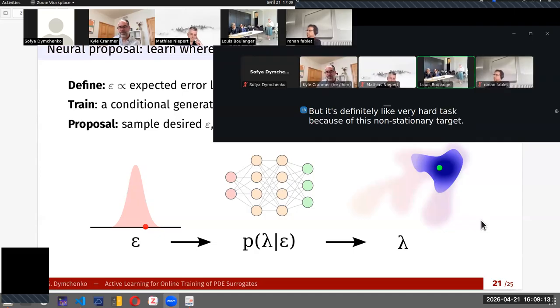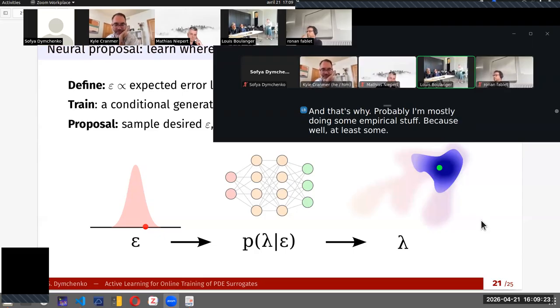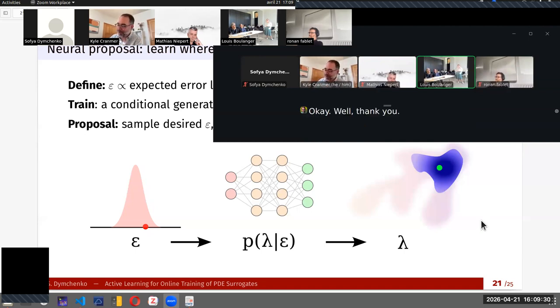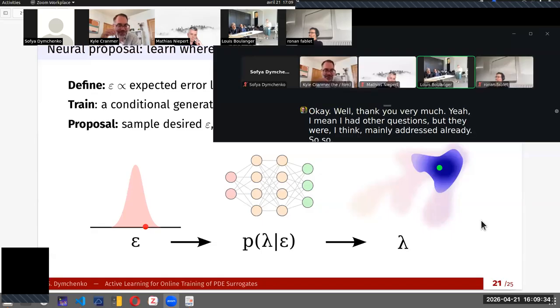No, agreed. It definitely doesn't sound easy to analyze. And that's okay, I'm mostly doing some empirical work, to get at least some understanding of how it works before trying to put some theory on it. Okay. Hopefully. Well, thank you very much. I had other questions, but I think they were mainly addressed already. So again, thank you very much, and congratulations on the nice thesis. Thank you, Kai.